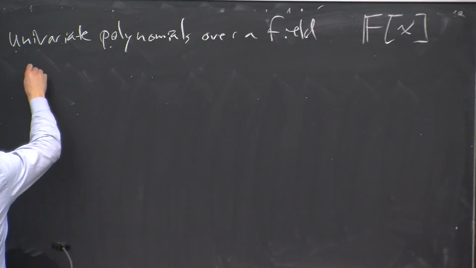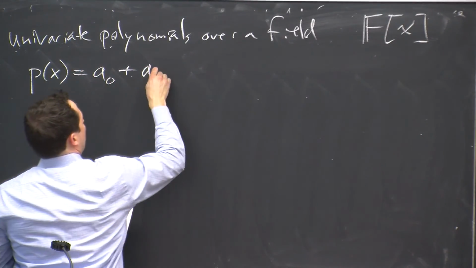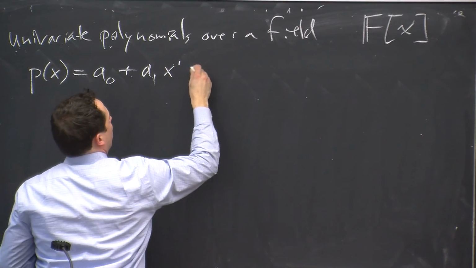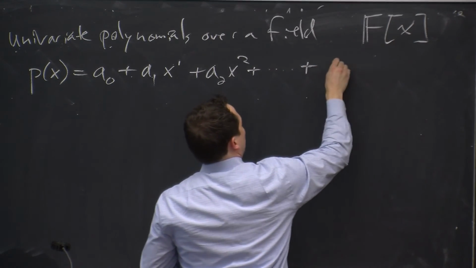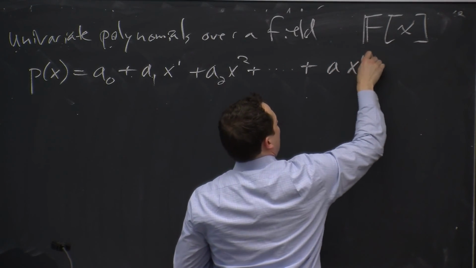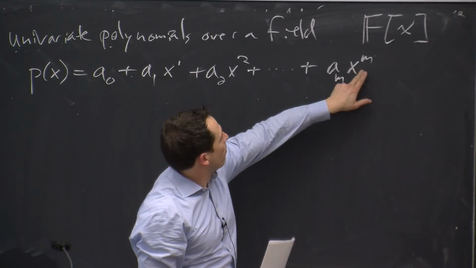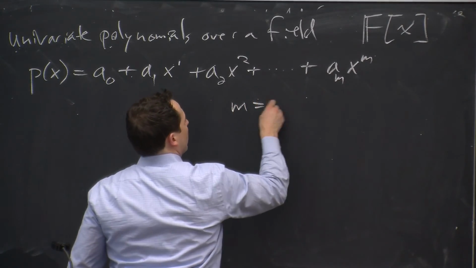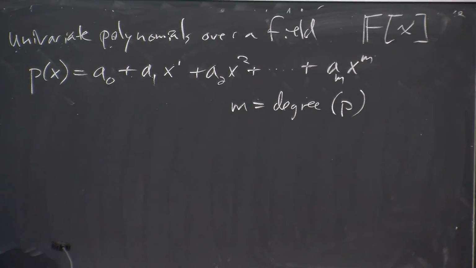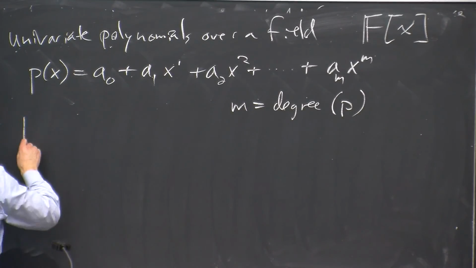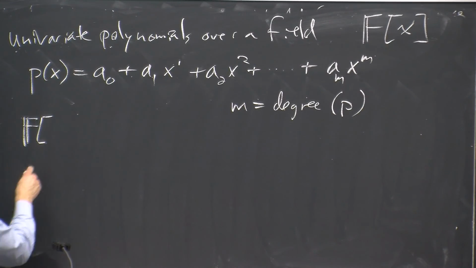Remember, that's the set of all functions from F to F that can be written in the form of a bunch of coefficients times x to some number of powers, up to some highest power, with the highest coefficient non-zero, multiplying the highest power of x. And this m is called the degree of this polynomial p. So that's our V. And I'm going to define a subset U of this.